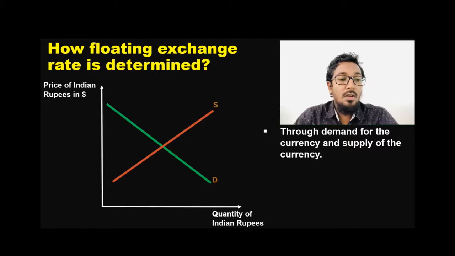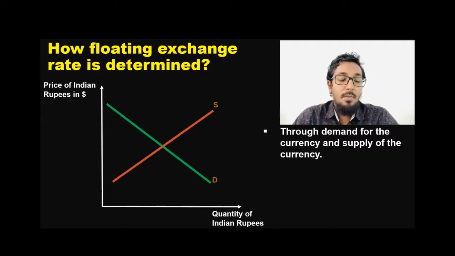If you want to write price of Maldivian currency in dollar or price of dollars in euro, whatever the currency you would like, you can write on the vertical axis, and on the horizontal axis you are going to write the quantity of Indian rupee. The labeling is very important. Usually we write the price of one currency against US dollar because US dollar is the most common currency that we are using in international market for trading.